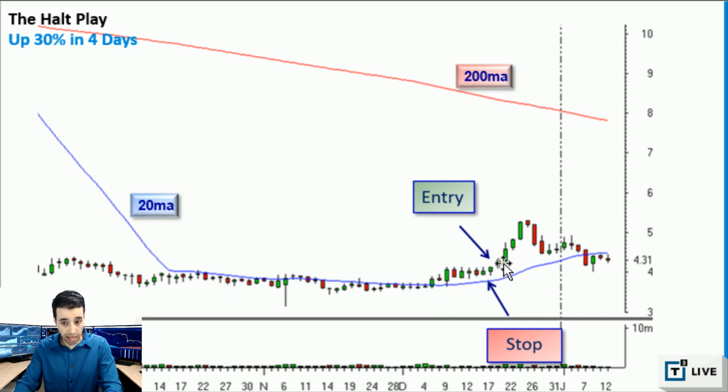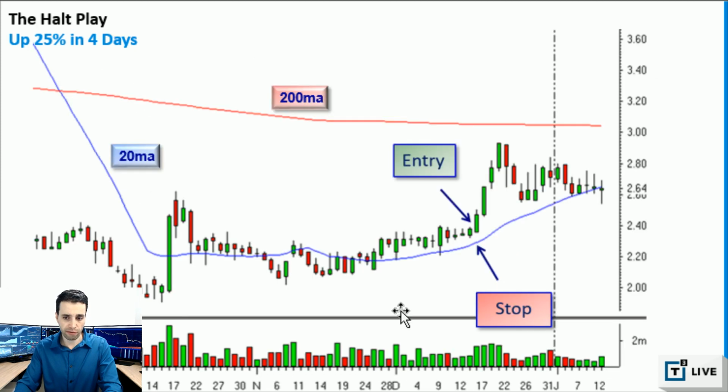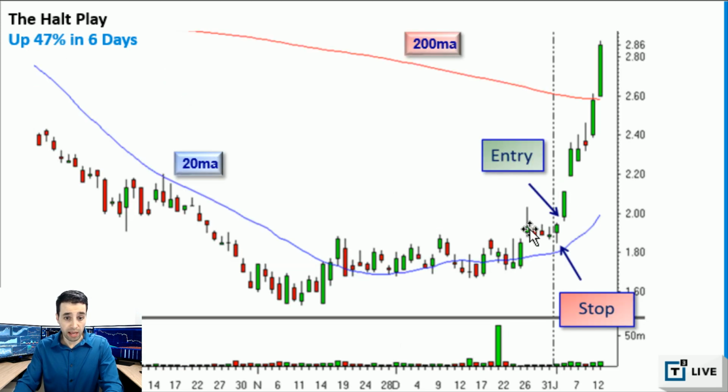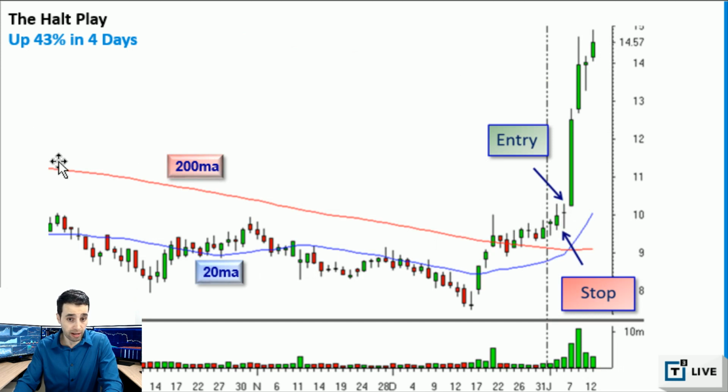When I play it swing, I go bar by bar. So I end up exiting just under the last bar's low. Right here, 30% in 4 days. 25% in 4 days. 47% in 6 days, and still in it. If you took it, you'd still be in it bar by bar.